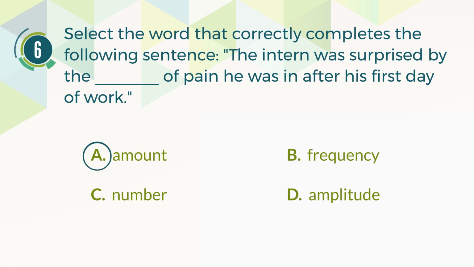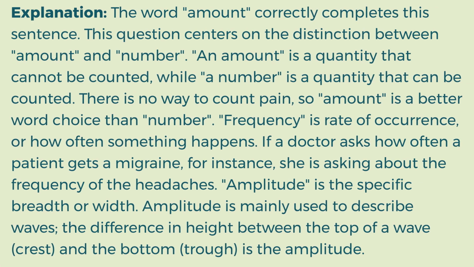The answer is A. Amount. Explanation. The word amount correctly completes this sentence. This question centers on the distinction between amount and number. An amount is a quantity that cannot be counted, while a number is a quantity that can be counted. There is no way to count pain, so amount is a better word choice than number.